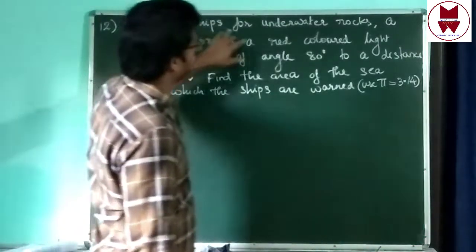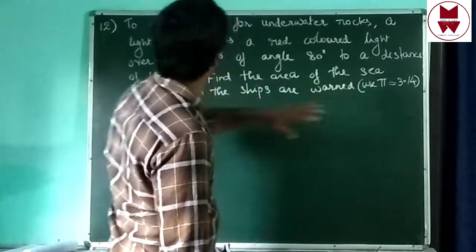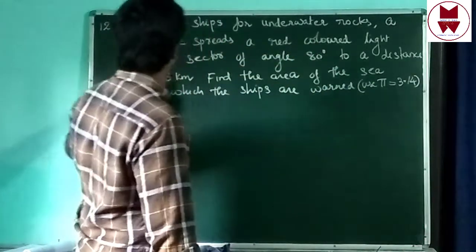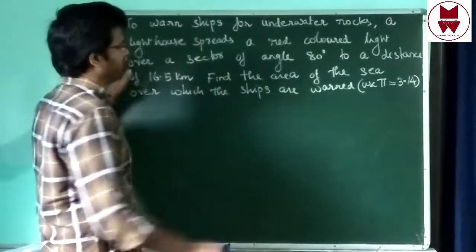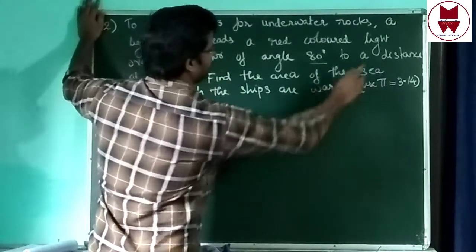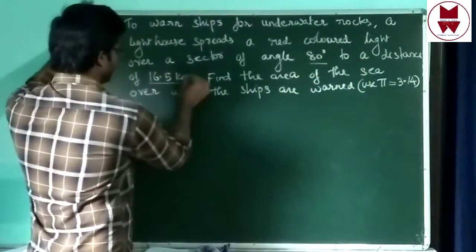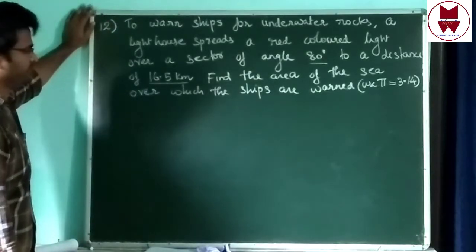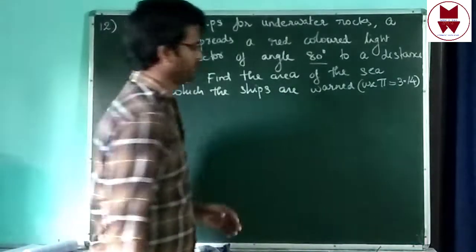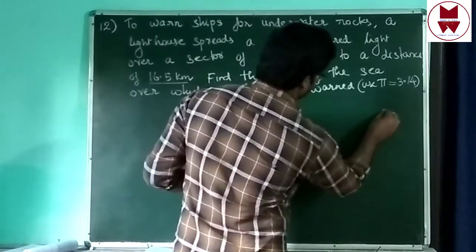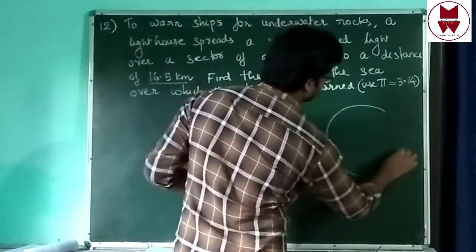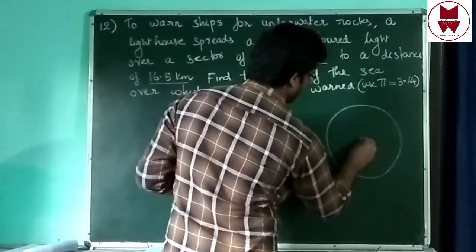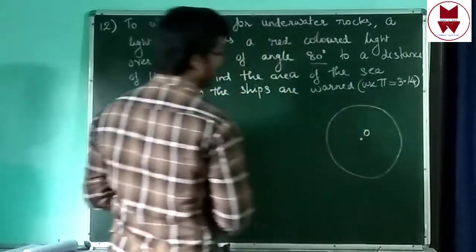To warn ships for underwater rocks, a lighthouse spread a red colored light over a sector of angle 80 degree to a distance of 16.5 kilometers. Find the area of the sea over which the ships are warned. First we can draw one figure, one circle. In here one lighthouse is there, we can write that is O.